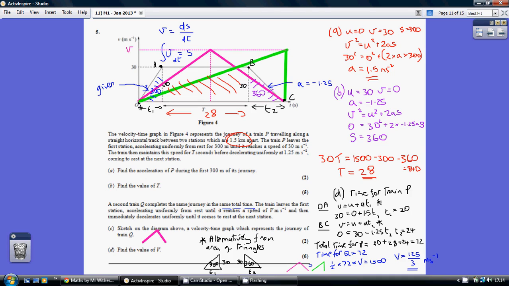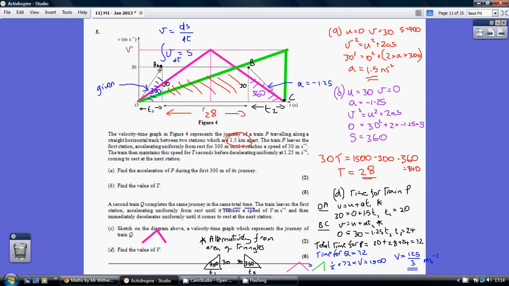So rather than assume that we were increasing speed to halfway along the journey, then decreasing speed, I'm alternatively going to work out a continual speed all the way through. So to do that, we know the area is 1,500, we're going to need to know the base in total so we can work out the height, which will be v. Now to work out the base in total, we know t is 28, we need to have t1 and t2.